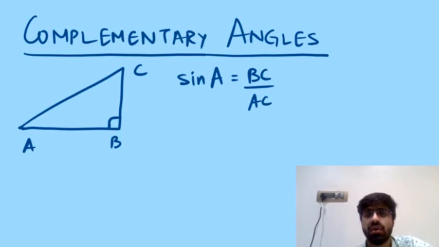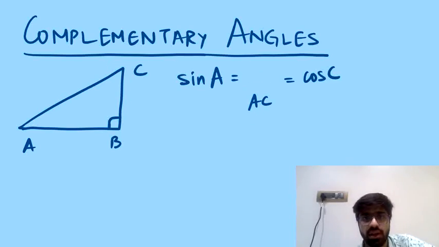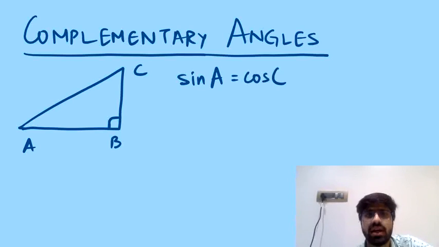But now that BC upon AC, if you consider the angle C, that BC upon AC for the angle C is going to be cos C. So we can figure out over here that sine A is basically equal to cos C in this particular right angle triangle that I have drawn. Let us take this angle A as theta.